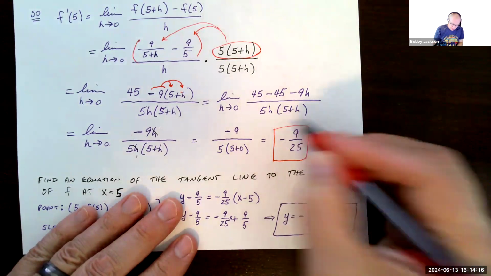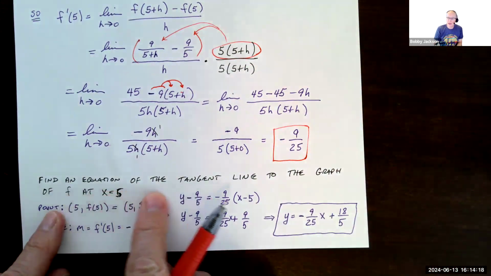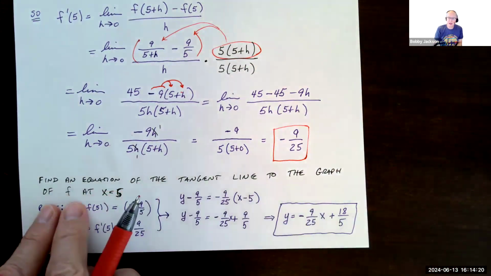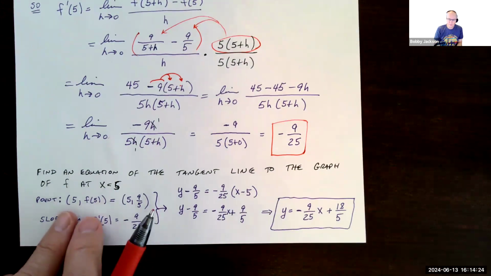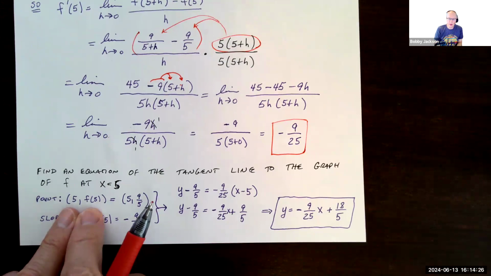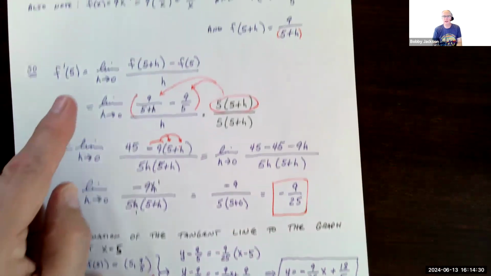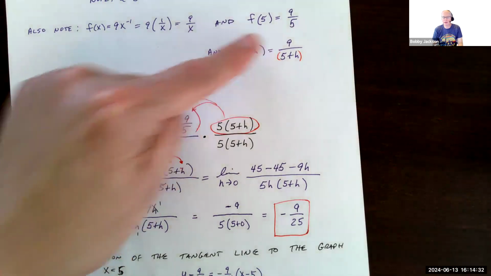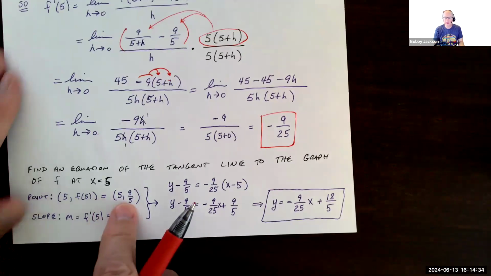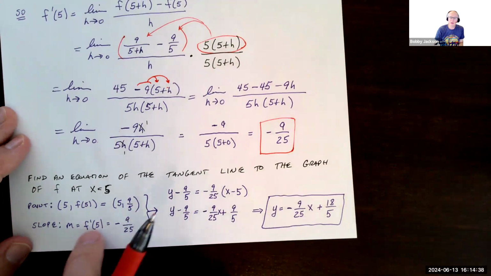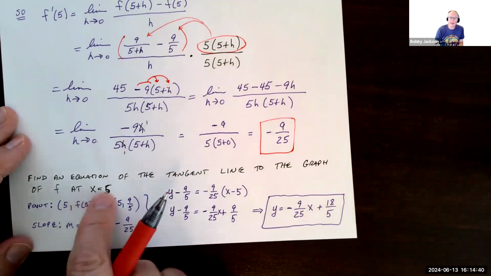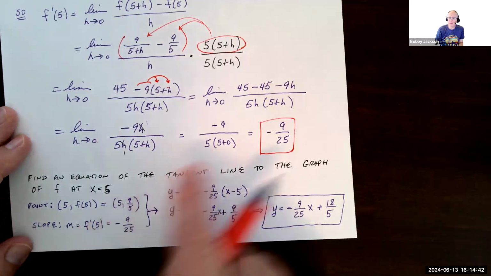The second one is they want you to find an equation of the tangent line to the graph of the function f at x equal 5. Okay, well, so we need the point, and the point is 5 comma f of 5. Remember, we already know what f of 5 was from above. We did that. It's 9/5. So the point is 5 comma 9/5. And what's the slope of the tangent line? Well, remember, the slope is the derivative, right? The slope at x equal 5 would be f prime of 5, which we found here.